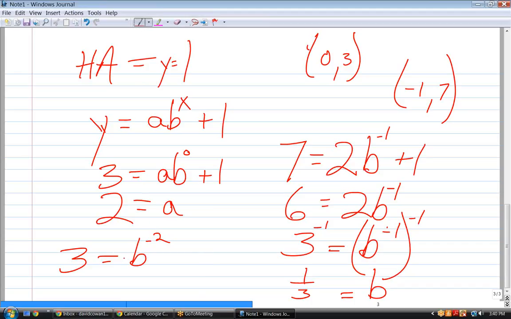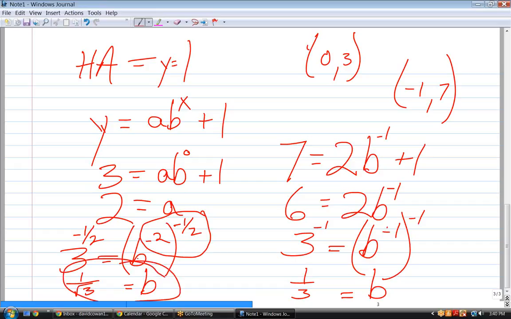Would you multiply by the negative 2? I would exponentiate both sides, not by -2, but by -1/2. The reason is that -1/2 times -2 is 1. So I get b equals 1 over the square root of 3.